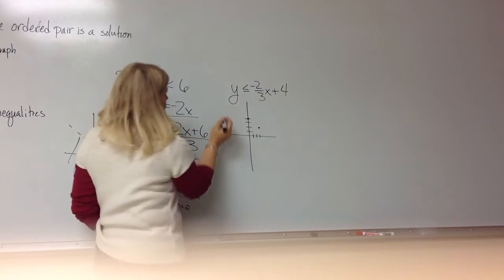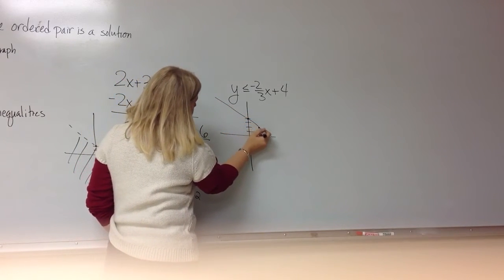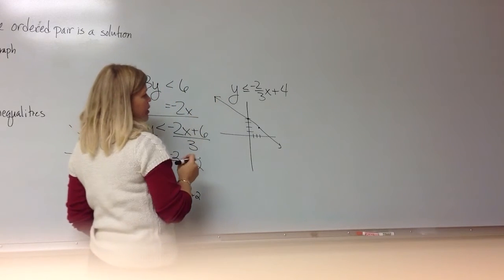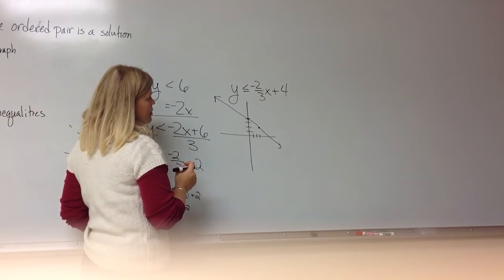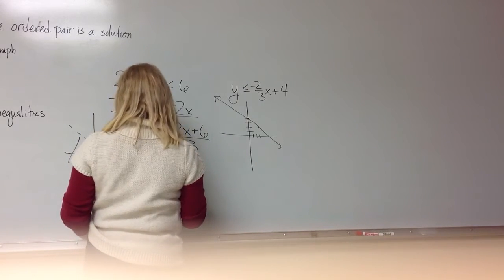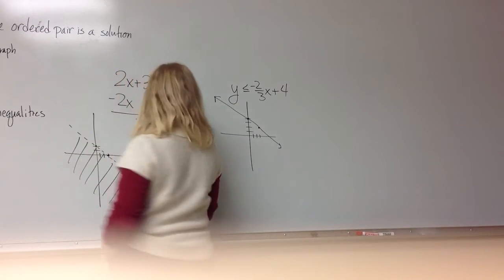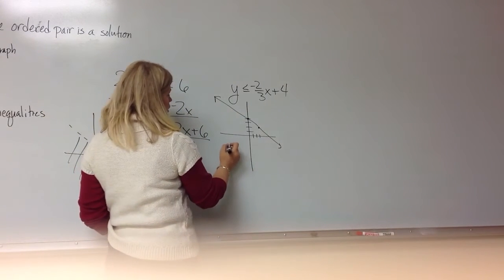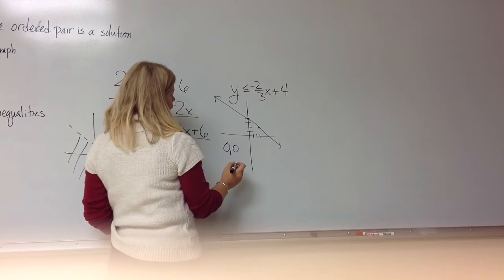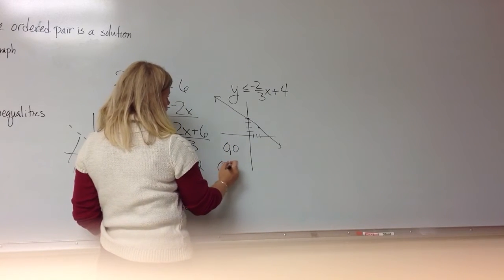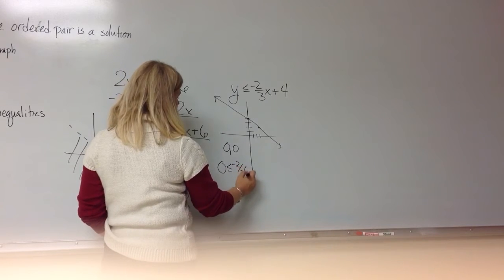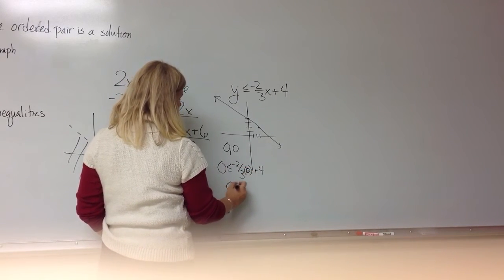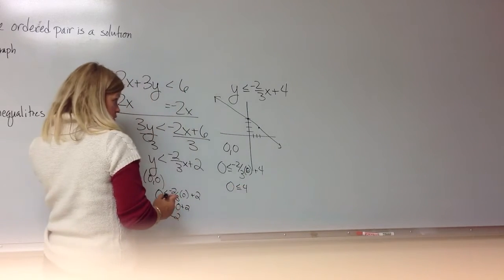Solid or dotted this time? Oh, solid this time. Okay, now, let's try the point (0, 0). I think we have a problem here. Okay, so let's try (0, 0). And we've got 0 is less than negative 2/3 x plus 4. Put 0 in, and you've got 0 is less than or equal to 4.